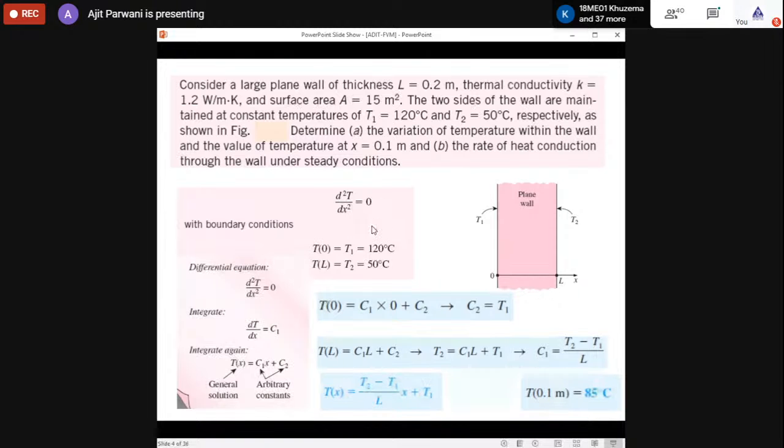But the analytical solution, as I said, you cannot find if there is a convection problem, if it's a transient problem, or if it is a multi-dimensional problem. So for these problems, you have to use the computational technique.